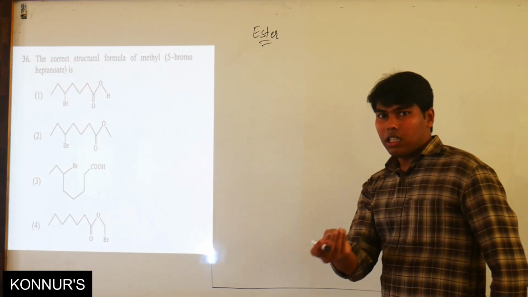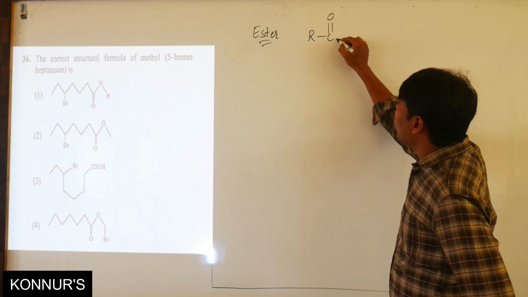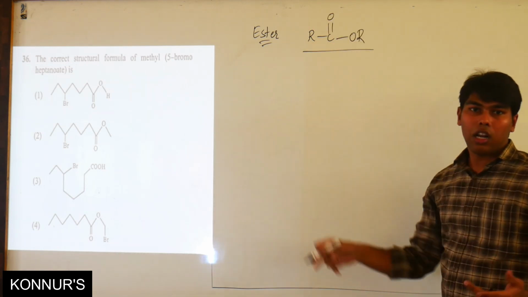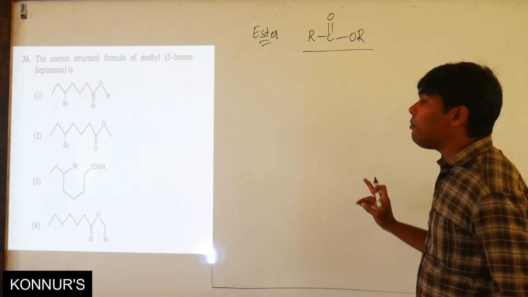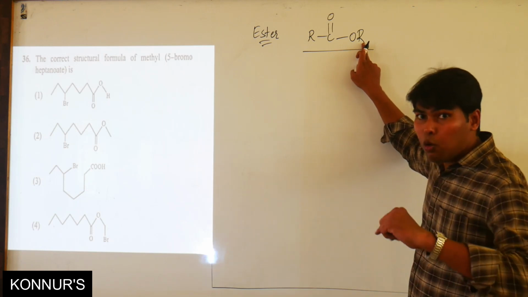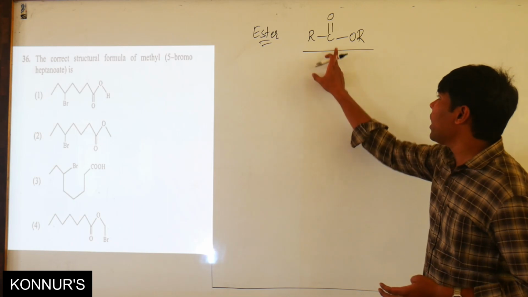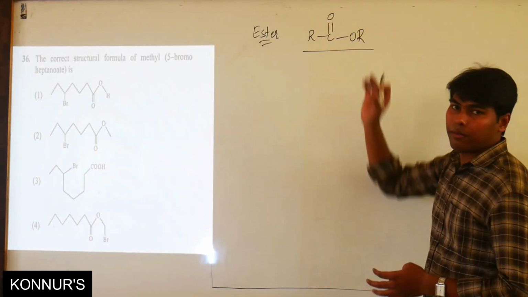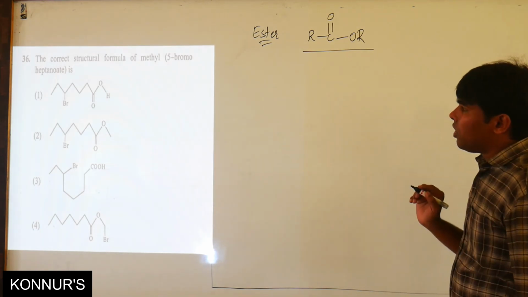I will tell you first the general concept, where R-C double bond O-R, where these are alkyl or aryl groups. If both are alkyls, this is named alkyl alkanoate. So alkyl, alkane, oate. This is the general naming I have told you.